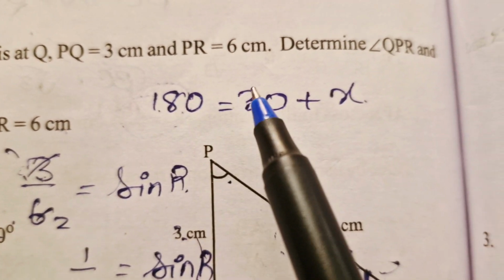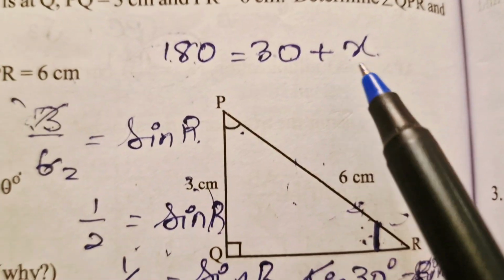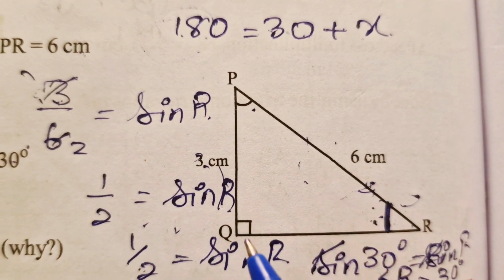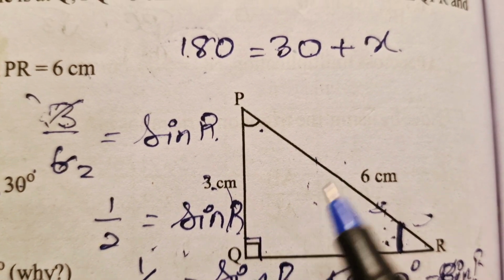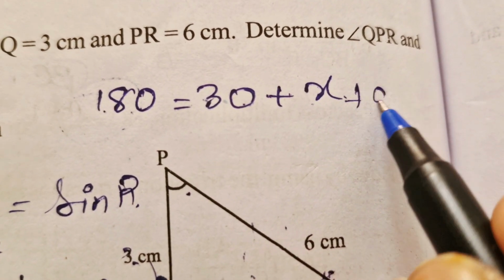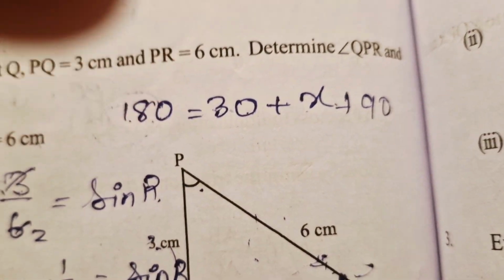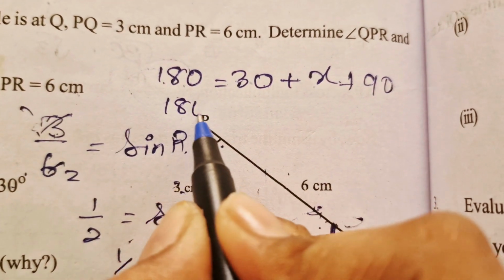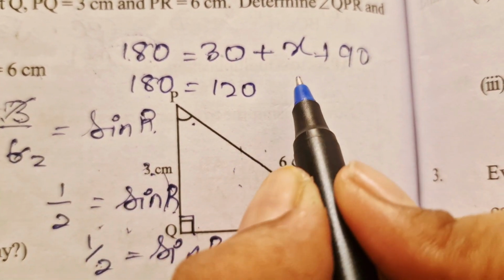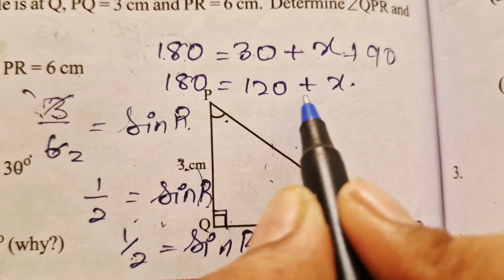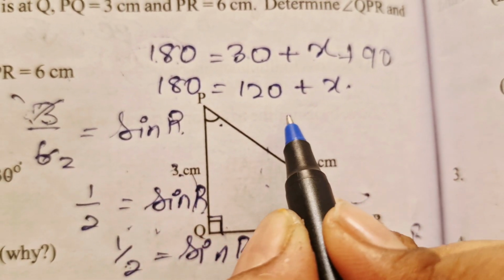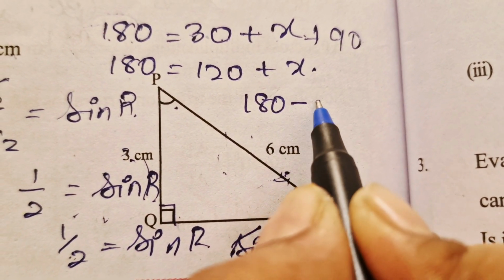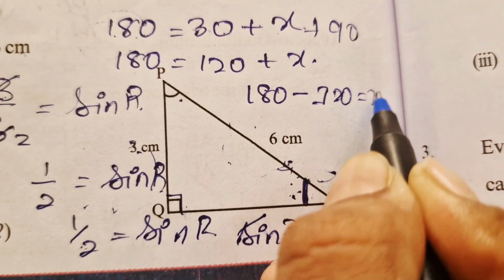180 is equal to 30 plus X, which is angle P, plus this is angle Q, which is a right angle. Right angle is 90 degrees. So let us solve it. What is 90 plus 30? 180 is equal to 120 plus X. So this we can send to the left side. So 120 is equal to X.